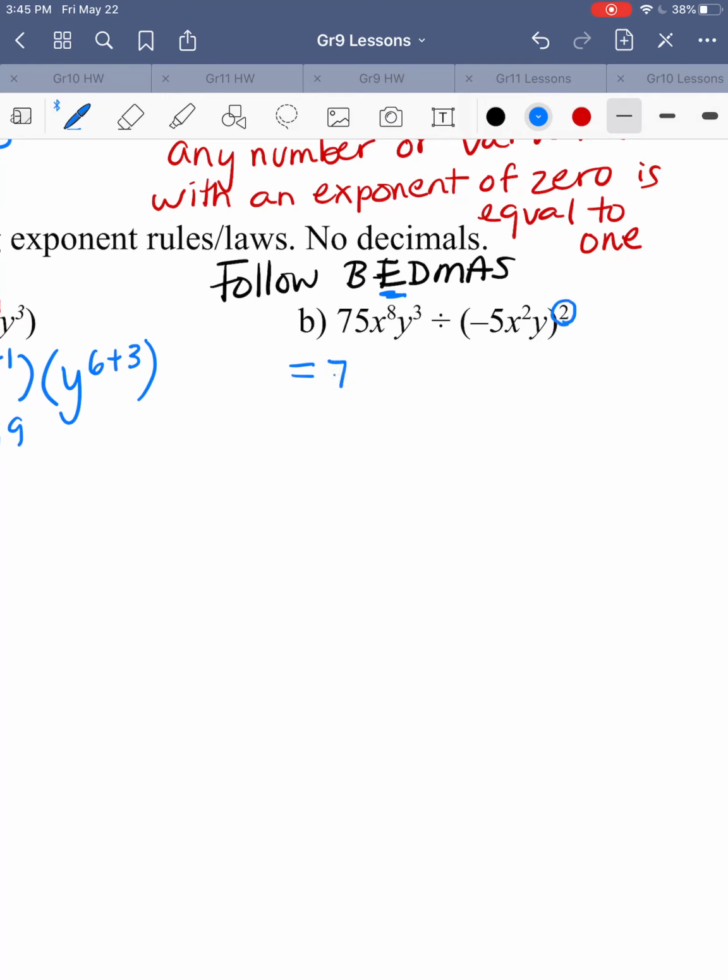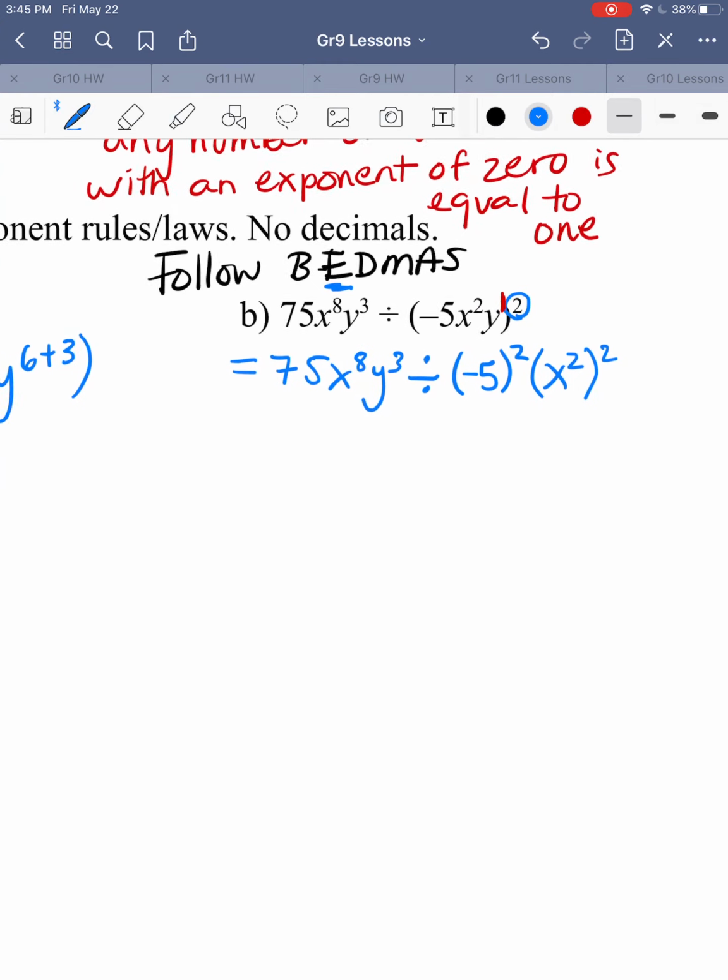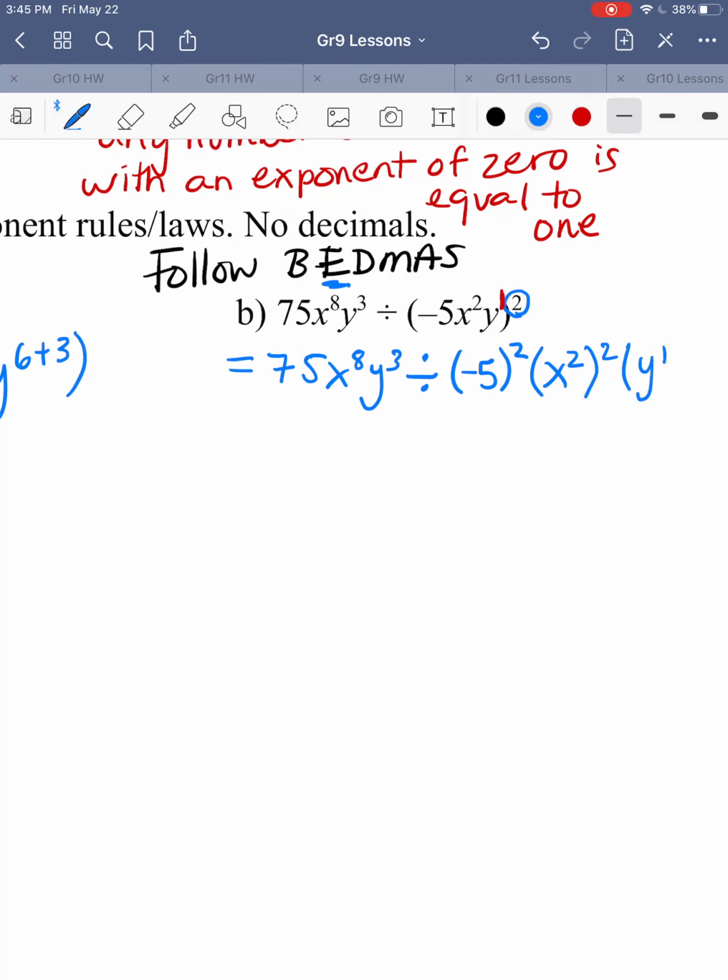So I'm just going to first write down that first chunk, that we're not using just yet. When something is squared, we are multiplying it by itself. That means that negative 5 is being times by itself. So we have negative 5, notice I have the bracket there, squared, and then we have x squared, and I'm going to stick another little 1 in there with that y, and then we have times y to the power of 1 squared. So we've applied that exponent of 2 to everything that is in the bracket.